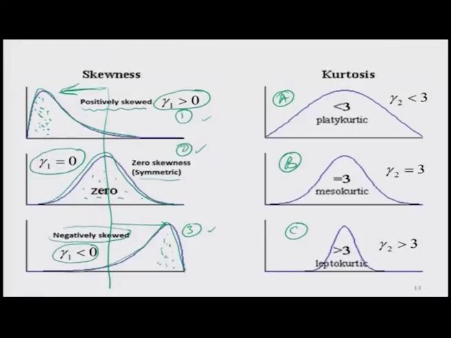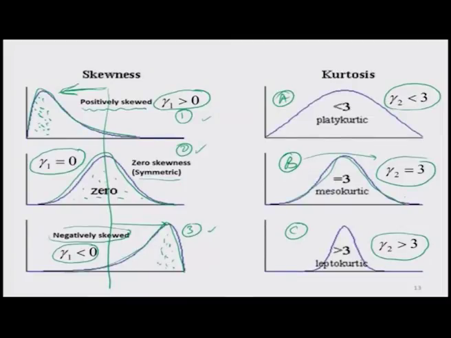Similarly, now let us look into figures A, B and C. In order to know whether my data distribution is platykurtic, mesokurtic or leptokurtic, we simply compute the value of gamma 2. Now, I have 3 choices. Gamma 2 will lie between -3 and +3. So, one choice is that gamma 2 can be equal to 3, as in figure number B. If I am getting gamma 2 equal to 3, that indicates that my curve is mesokurtic. That is, the hump or the peakedness of the curve is the same as the peakedness of a normal distribution.